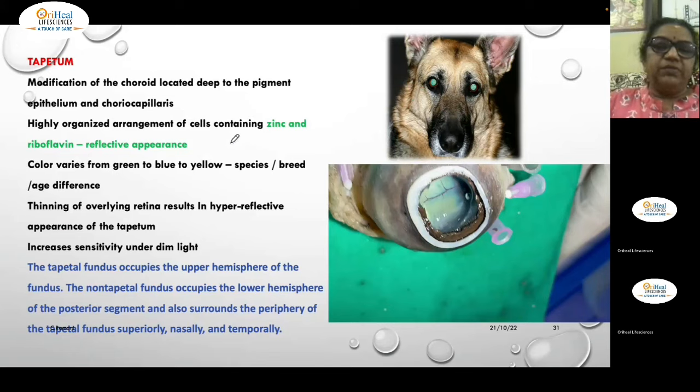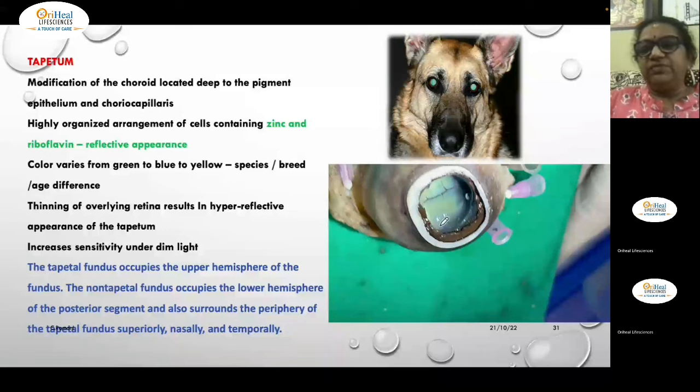You should understand that anatomy very clearly, because whenever there is a defect in the retina, for example a thinning of the retina, you will find hyperreflectivity of the tapetum. Whereas in case of inflammation of the retina, when it is thick, the reflection will be less. So that is one clue. Also, the tapetum of an immature dog will be very blue in color, and as maturation starts, the color also differs. The tapetum occupies the upper hemisphere of the fundus.